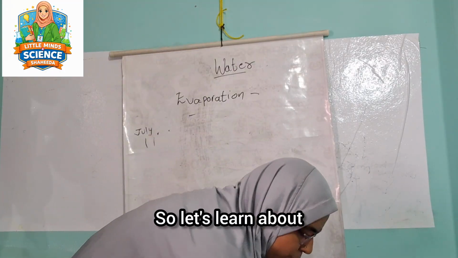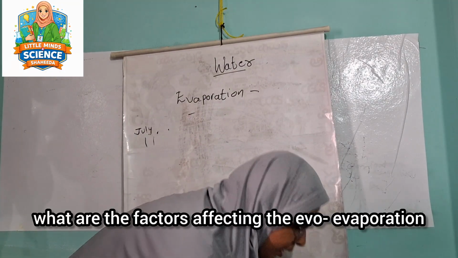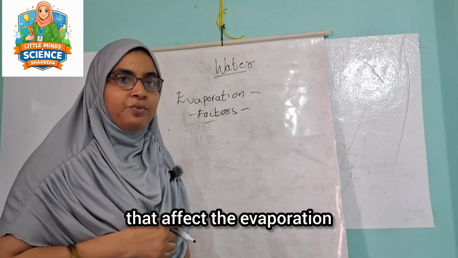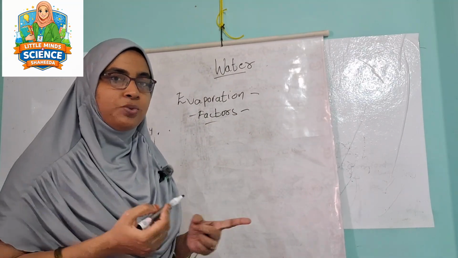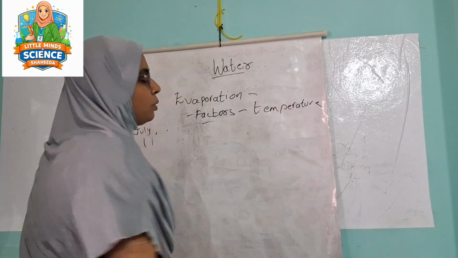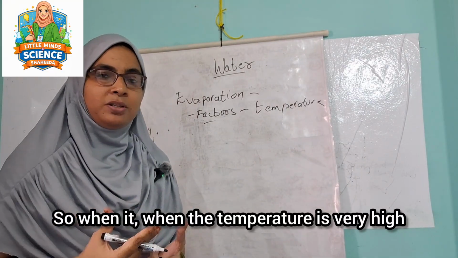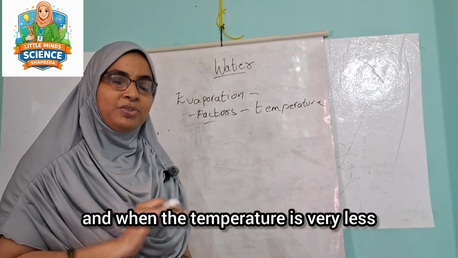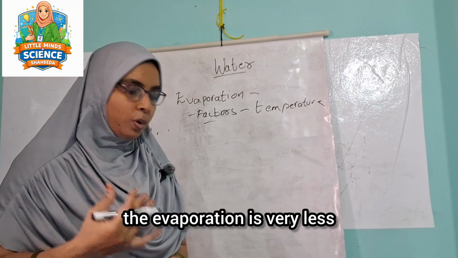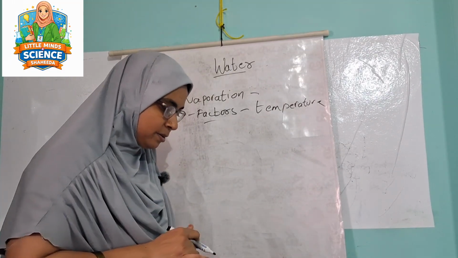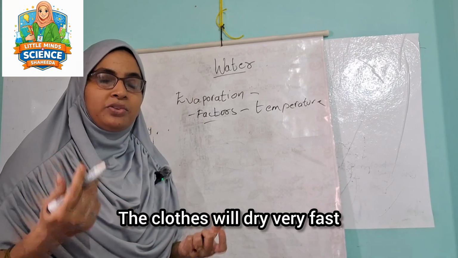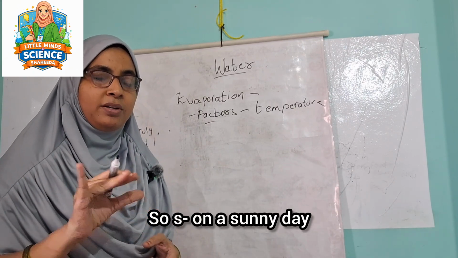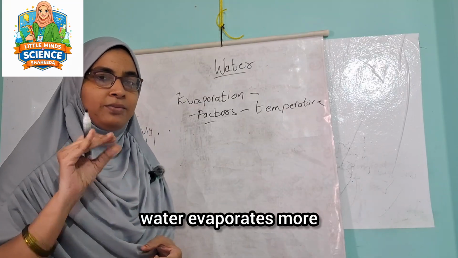Let's learn about the factors affecting evaporation. What are the factors that affect evaporation? First one is temperature. When the temperature is very high, evaporation will be more. And when the temperature is very low, the evaporation is very less. The clothes will dry very fast on a sunny day. On a sunny day, water evaporates more.